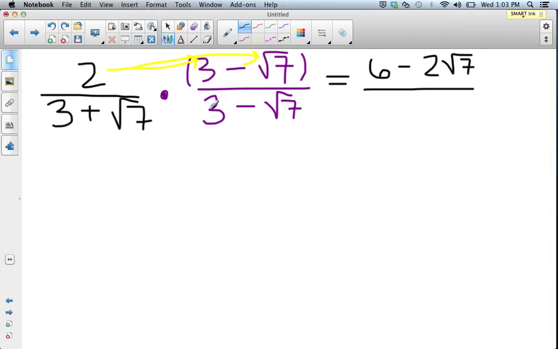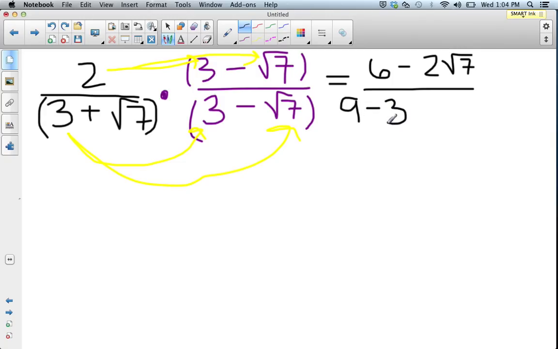Now in the denominator, we have to double distribute because we have a binomial here and we have a binomial here. So I'm going to start out multiplying this 3. So we've got 3 times 3 and then 3 times negative square root 7. Well, 3 times 3 is 9. 3 times negative square root 7 is negative 3 square root 7. Remember, we can't multiply the 3 by the 7 to get 21 because the 3 is not in a radical and the 7 is. So it's just negative 3 square root 7.